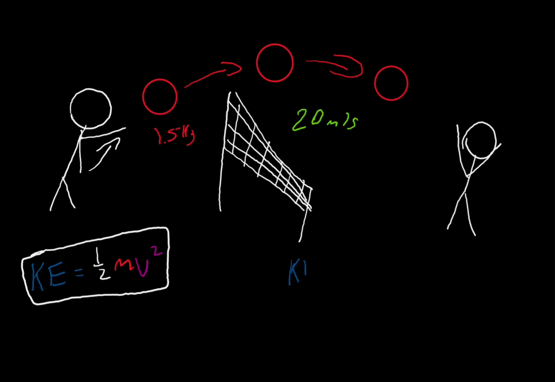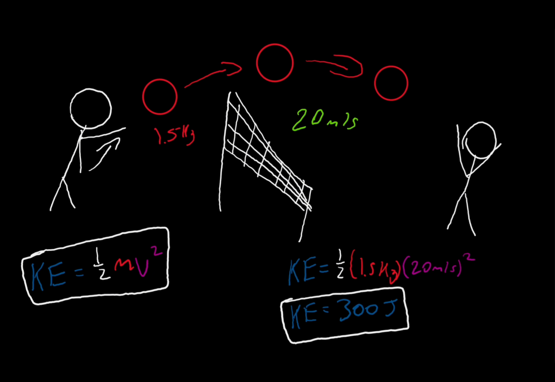If we plug this into our kinetic energy formula, Ke equals 1/2 times 1.5 kilograms times 20 meters per second squared. This gives us a kinetic energy of 300 joules. Now what exactly does this mean? To understand that, we need to talk about the law of conservation of energy, which states that energy is never created nor is it destroyed. It is only transferred from one form to another.